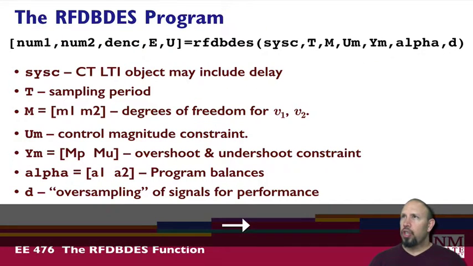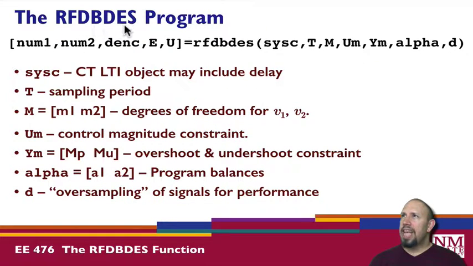So here we present the tool RFDBDES. We pass it an LTI object that is the continuous time plant. That continuous time plant may include a time delay, in which case the modified Z transform may be used. We pass it the sampling period that we want to be working with. It's going to do some sampling in here, and it needs that T to keep track of things.